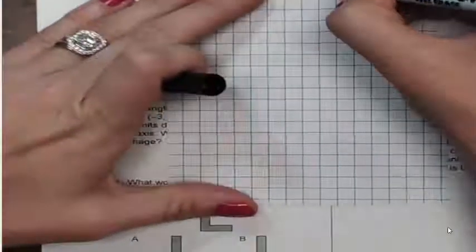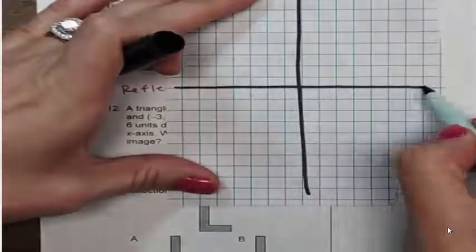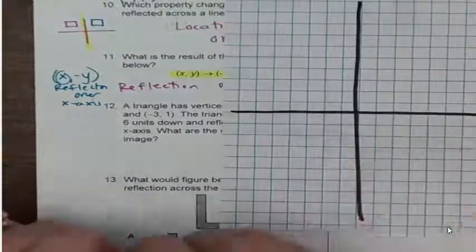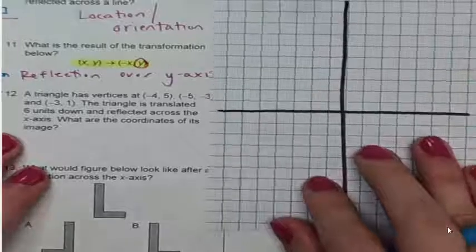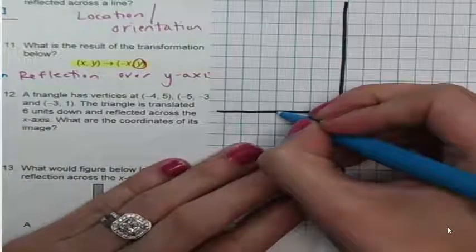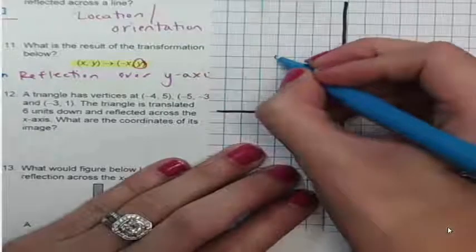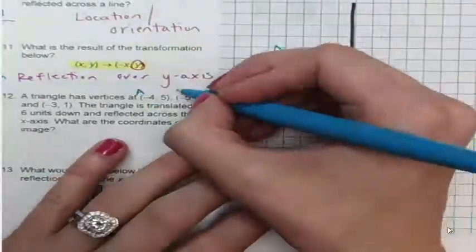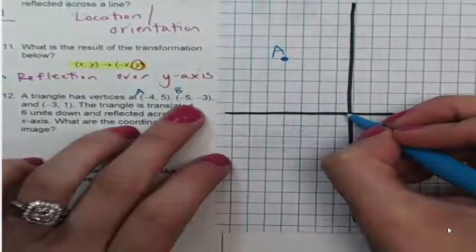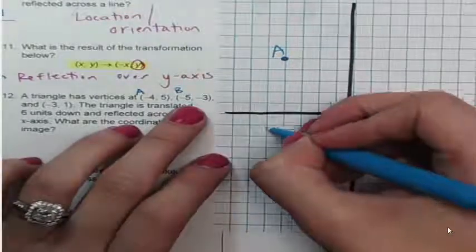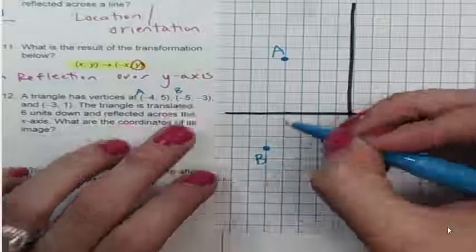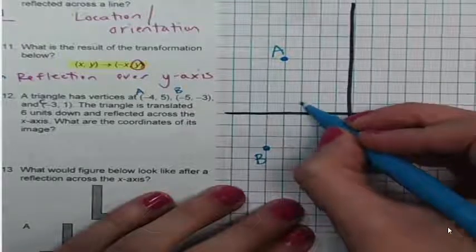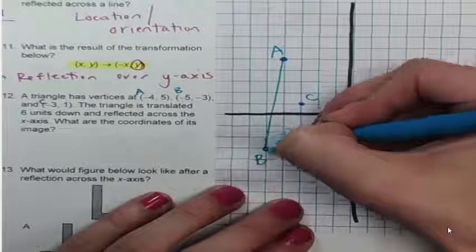I'm going to go ahead and draw my coordinate grid. I'm going to plot the original points. I'm going to use blue for the original. So it's negative 4, and up 5: 1, 2, 3, 4, 5. I'm going to label this point A. Point B is over negative 5, down negative 3. And then point C is over negative 3, up 1. Okay, I'm going to connect my points.